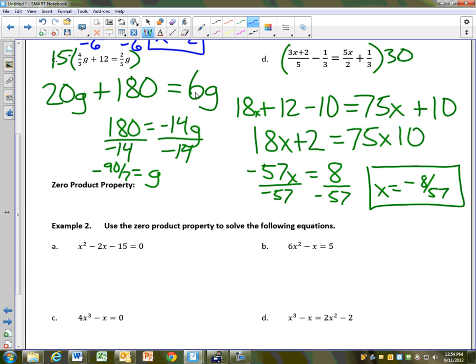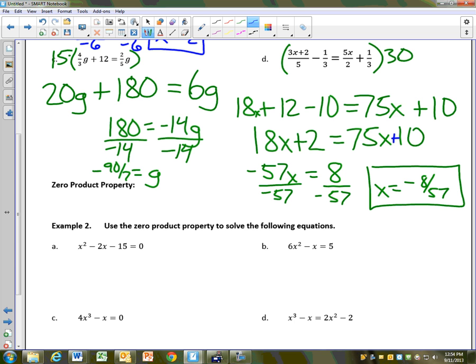Question? So I subtracted the 2 to get 8. I took the 12 and the minus 10 to get 2. Good question. All right.